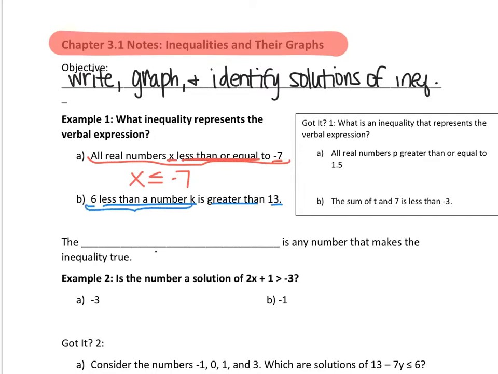So that's a whole statement there, 6 less than a number k. So we're going to do k minus 6. And we've got greater than, so we're going to do the greater than symbol, 13.